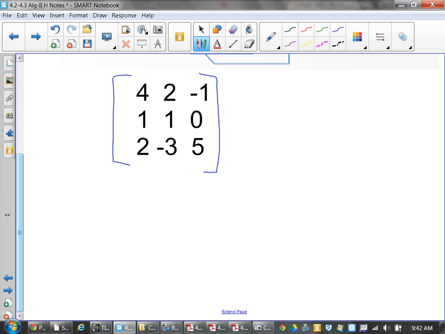Here's our matrix. I'm going to go right off an example. You're working with downward diagonals and upward diagonals. If you have a 3x3 matrix, there winds up being 3 diagonals you can make. Let me show you what happens. You've got 4, 1, and 5.